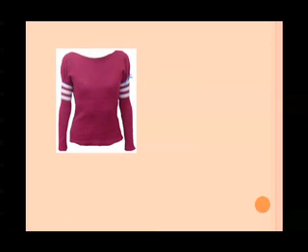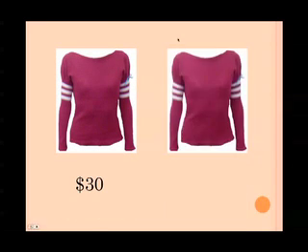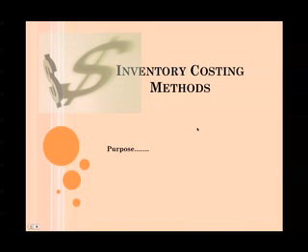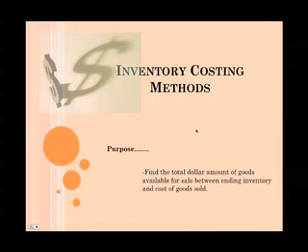Now, the cost of inventory units for a business change. We all understand this, we've all been there. We buy a sweater for $30 and end up at the same shop the next day, finding it to be $20. The inventory costing methods are alternative ways to assign the total dollar amount of goods available for sale between ending inventory and cost of goods sold.